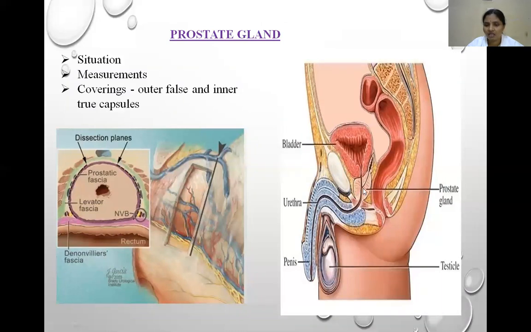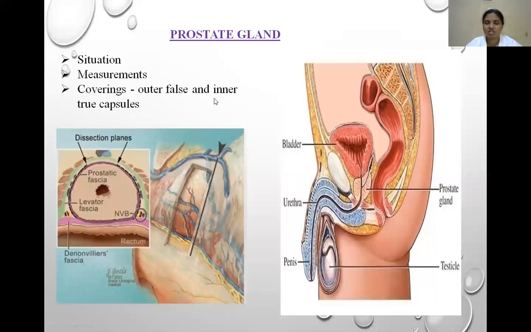And the important relations: the anterior surface of the prostate lies just behind the lower part of the pubic symphysis. And below it is limited by the urogenital diaphragm. So above it is limited by the urinary bladder, below by the urogenital diaphragm. In front, the lower part of the pubic symphysis, behind the rectal ampulla, and on either side by the retropubic space. That is the space of Retzius.